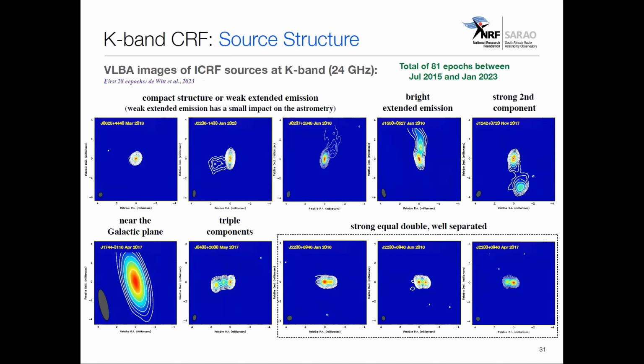These are some examples of the imaging work that we've been doing, from our astrometric observations for the celestial reference frame. These are all VLBA images of ICRF sources at K-band. We just published the first paper, on our first 28 epochs of images. We have almost completed the rest of the imaging. Then we'll have a total of 81 epochs, for about 750 sources. The first three examples here are sources that are relatively compact.